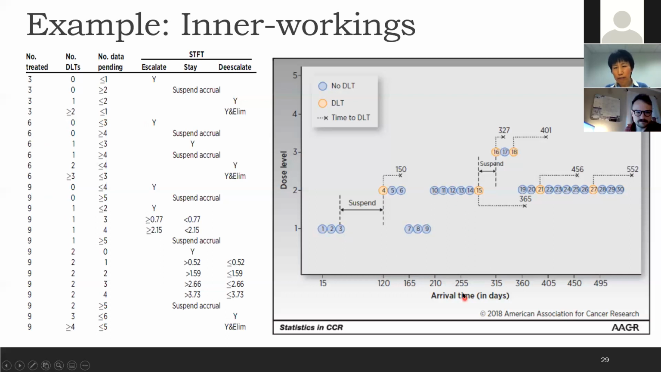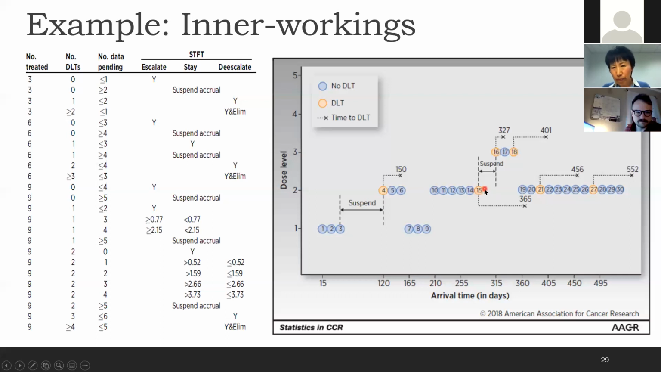By day 255, when patient number 13 arrives, we have 1 DLT at 150 days. So 6 patients treated, 1 DLT, and then there's 3 pending patients. So the rule says stay. So patients number 13 to 15 are treated at dose level 2.